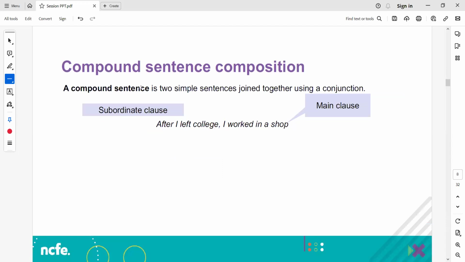So this should be a complex sentence. There's an error here at the top in the title. That should read complex. So after I left college, I worked in a shop. So this is, I'm just going to type that in. So this should be a complex sentence.